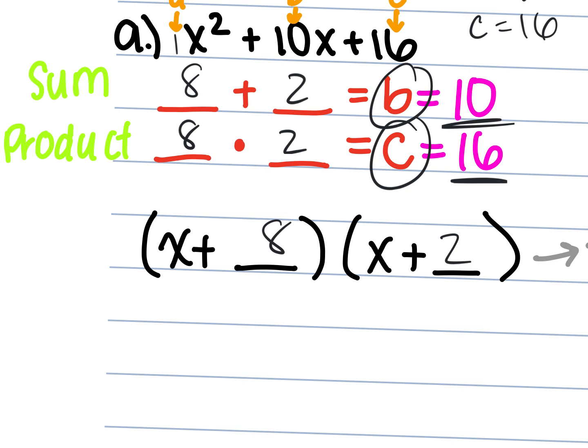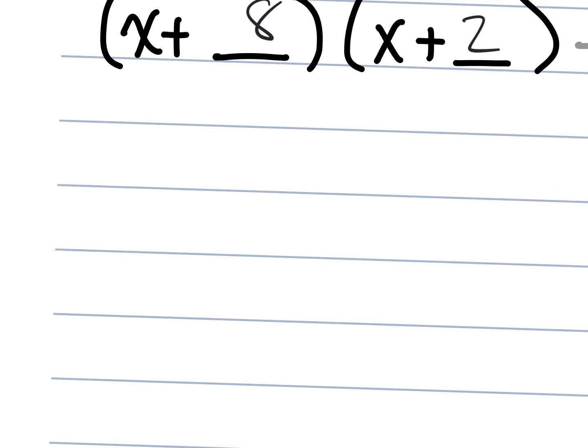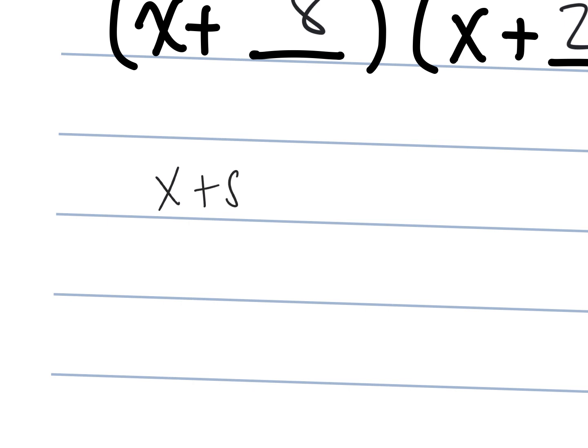Let's say you factored this and you're not really sure that these are the right factors. What could we do? FOIL it. Let's do it. Write it down below. You're going to write x plus 8 and x plus 2. FOIL it.